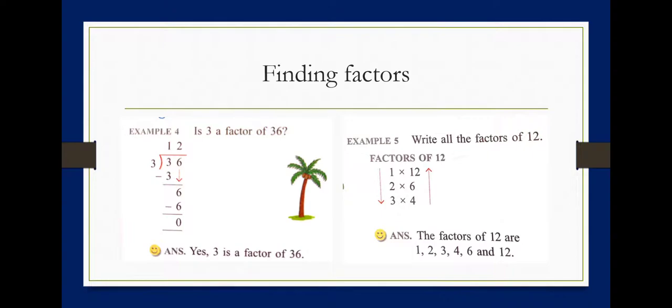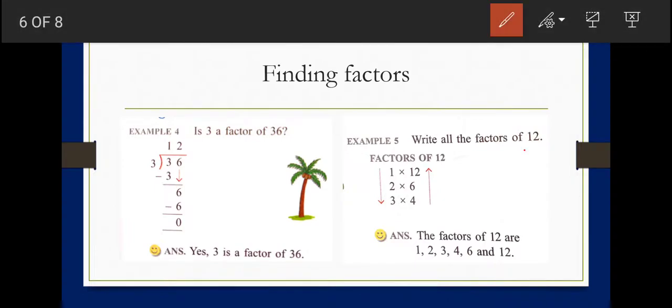Example 5. Write all the factors of 12. That means 12 means when you say the table, the answer is 12. Did you see the properties already? 1 is a factor of all the numbers. Now you see, 1 twelve is 12. I told you, factor means when you say the table, the answer is 12. 2 sixes are 12. 3 fours are 12. This much only. So when you write the answer, the factors of 12 are, you have to write all the numbers, 1, 2, 3, 4, 6 and 12.